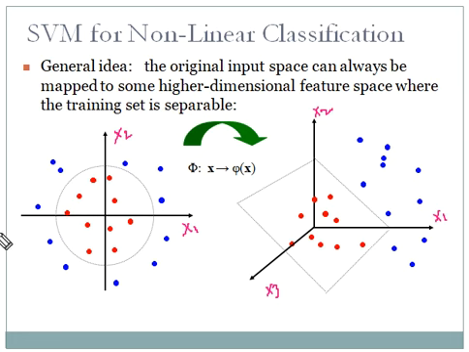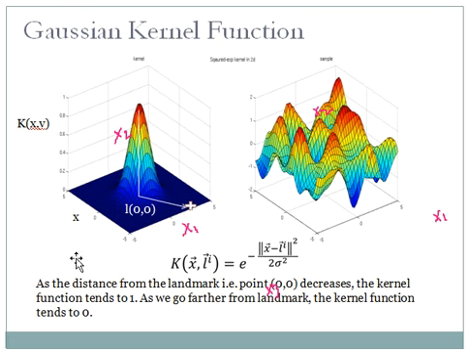Let me explain you the kernel function now. So this is my kernel function: e to the power minus of x minus landmark, where the landmark is this point 0, 0, divided by 2 sigma squared, where sigma is the standard deviation of my Gaussian function. Okay. So as the distance from the landmark, that is point 0, 0, decreases, the kernel function tends to 1. Can we notice this? If the distance is very, very small, then the exponent tends to 0 and the kernel function tends to go to 1.